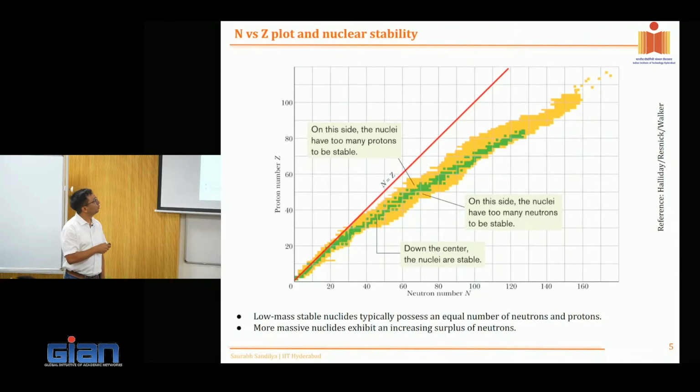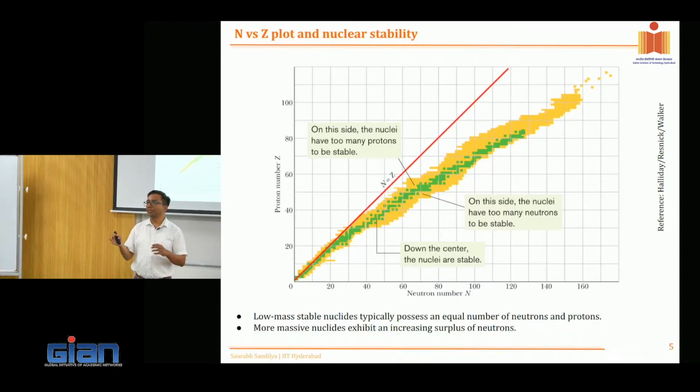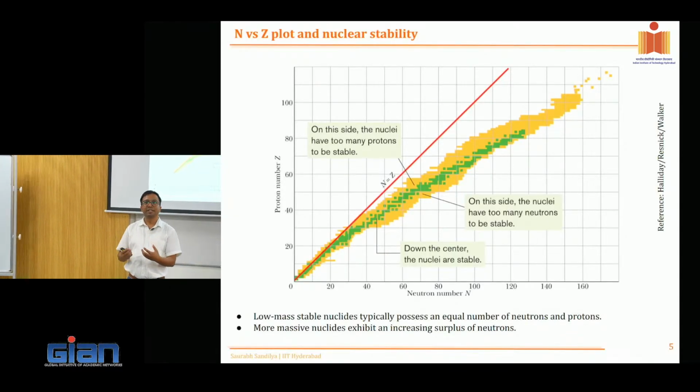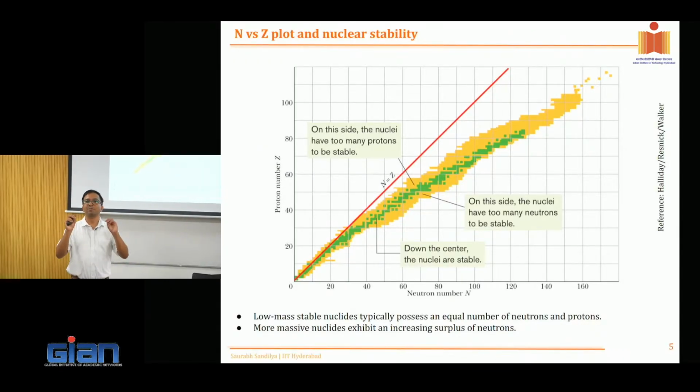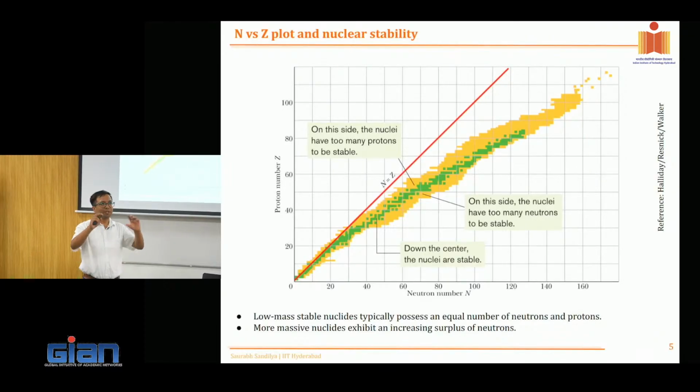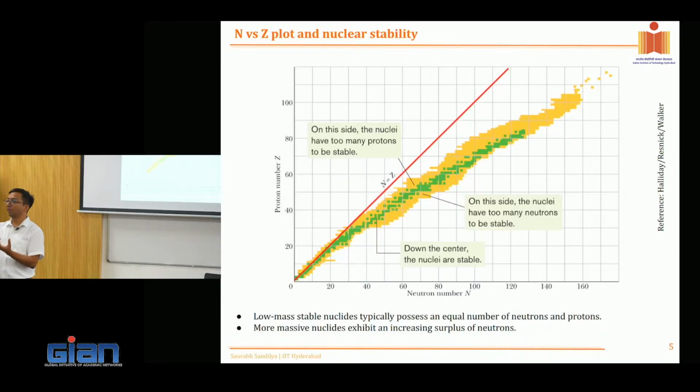As you go heavier and higher, the Coulombic repulsion from the protons becomes important. Strong interaction is short range and Coulomb interaction is long range. So if you put more and more protons, the Coulombic repulsion will be dominant, and to make the nucleus bound, you want to add more neutrons to compensate. That's how the curve bends. Nuclei will be more stable with higher neutrons.